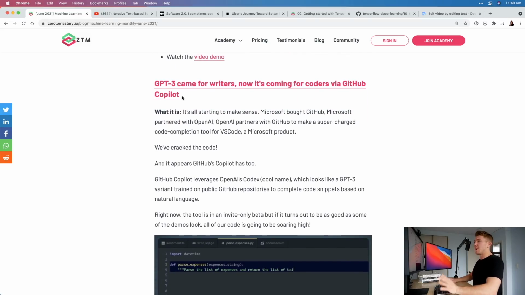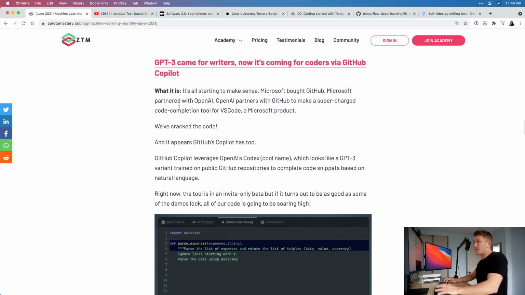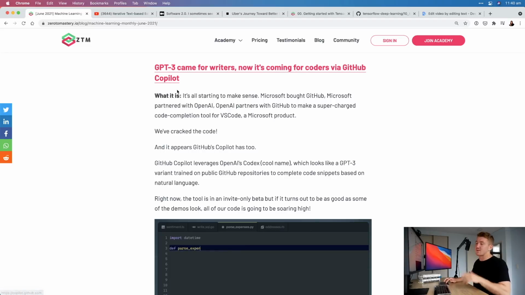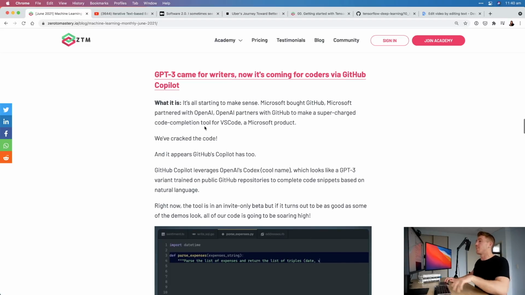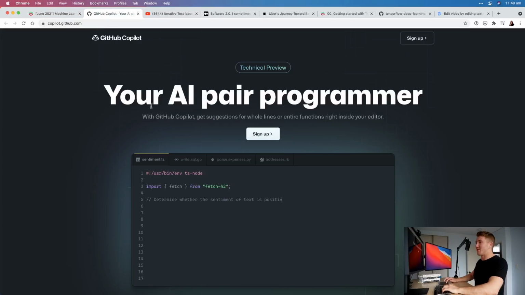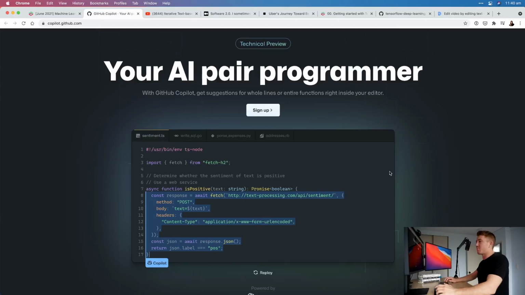All right. The next one, this was a massive one. GPT-3 came for writers, and now it's coming for coders via GitHub Copilot. I was about to say autopilot because I'm thinking about Tesla's autopilot. But let's have a dive in. You've probably already seen this. I mean, it's all over the internet. Your AI pair programmer. RIP all of the programming jobs.